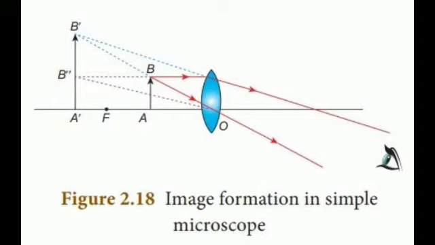Let an object AB be placed at a point within the principal focus of the convex lens, and the observer's eye is placed just behind the lens. As per this position, the convex lens produces an erect, virtual and enlarged image, A dash B dash. The image formed is on the same side of the object, at a distance equal to the least distance of distinct vision D. For a normal human eye, 25 centimeter.